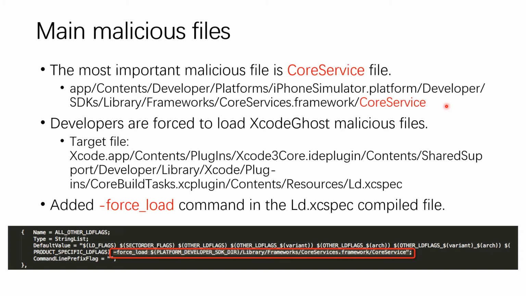Developers are forced to load the XcodeGhost malicious file when compiling the code. So how are malicious files loaded? This is the target file. Just need to add the force_load command. The force_load command is mainly used to force the link to the path when executing the ld command. This is a path.